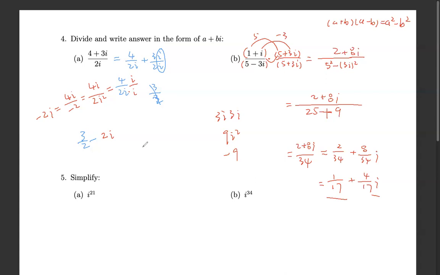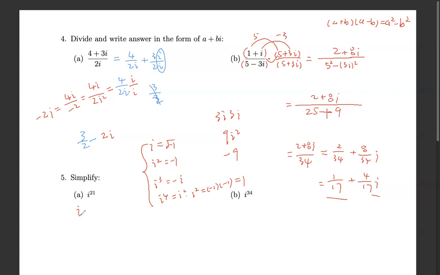Let's see 5. So i is cyclic. i is the square root of -1. i squared is a rational number, -1. i cubed is negative i. i to the 4th power becomes i squared times i squared, which is -1 times -1, +1. So i is cyclic with a cycle of 4. Right? Cyclic of 4.